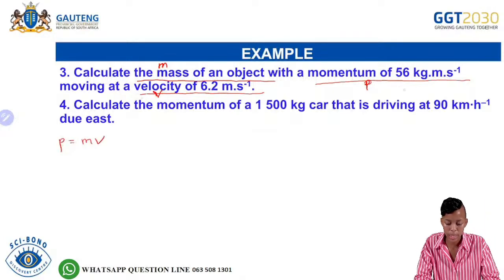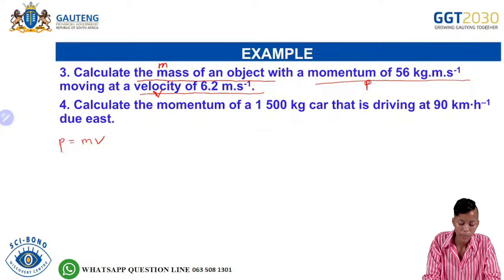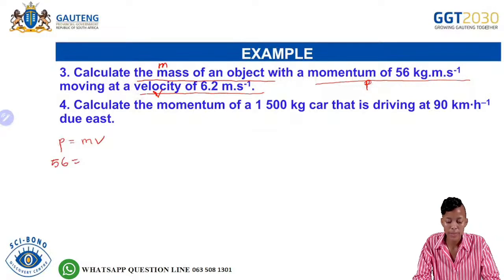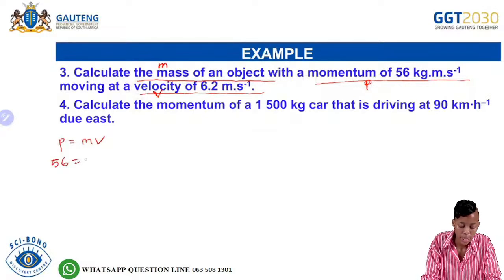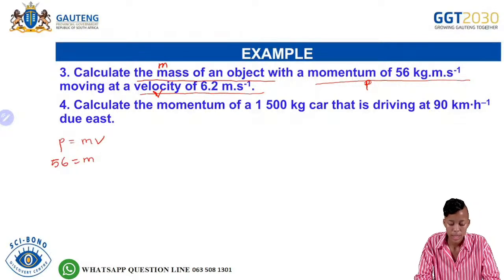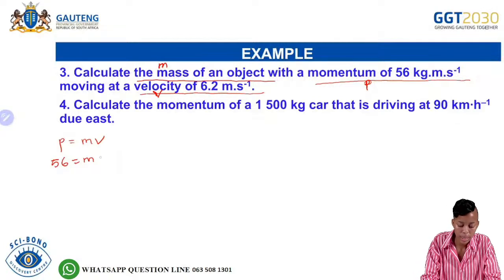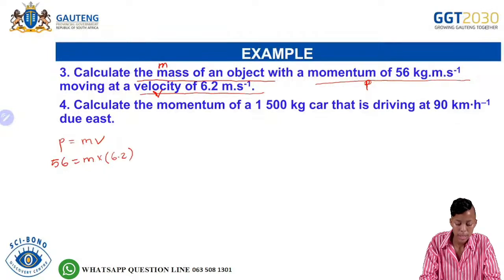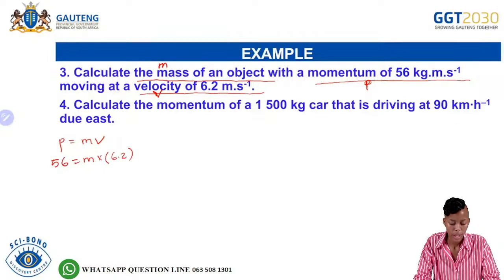So let's have a look here. Are we given the momentum? Yes, we are given the momentum as 56. Are we given the mass? We are not given the mass. We are looking for the mass. And then are we given the velocity? Yes, we are given the velocity. What is our velocity? It's given as, let me put brackets there, 6.2. And then what are we supposed to calculate here? We are supposed to calculate the mass of the object.